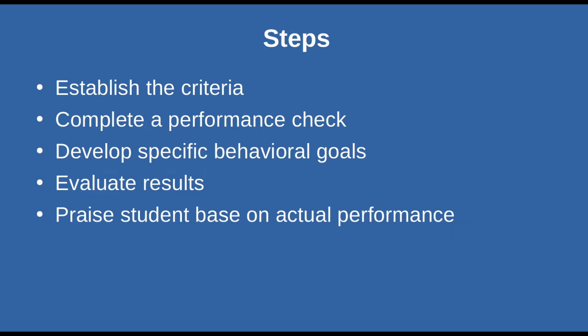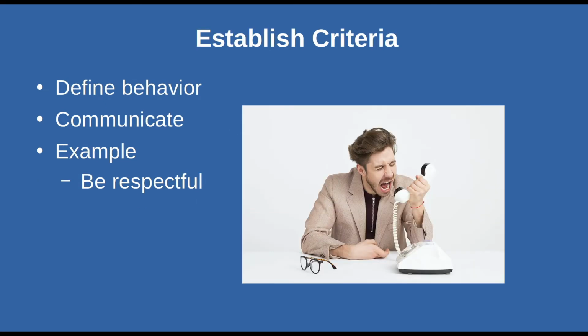Again, there are 5 steps or bullets you can use to help students modify their behavior from something that might be undesirable to desirable, or whatever the situation is that you're facing. Number 1, you need to establish a criteria. We will talk more about this in a few minutes. You need to, of course, do a performance check. How are they doing things right now? Also, you need to develop specific behavioral goals for individual students if that's necessary. The 4th bullet, you need to evaluate the results. And lastly, you need to praise students based on their actual performance. So let's take a look at each of these.